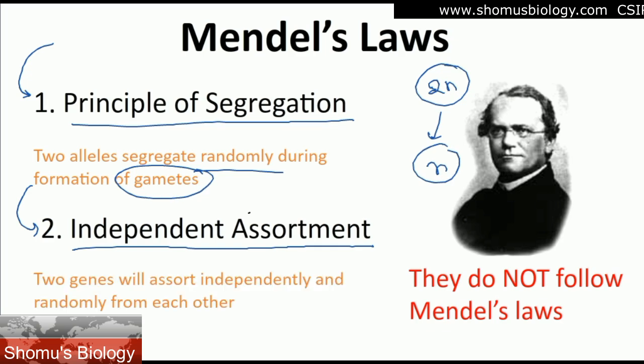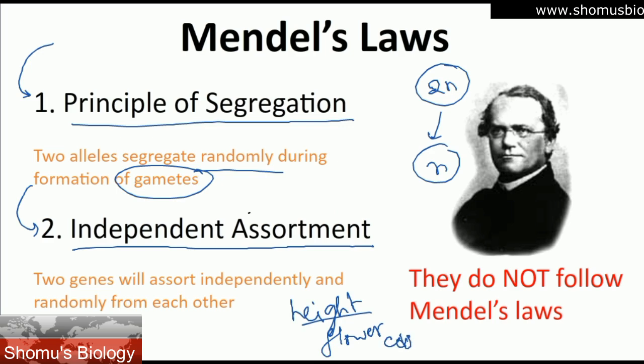The law of independent assortment tells us that two genes will assort independently and randomly from each other when two separate characters are used. For example, height of a plant and flower color. Height can be tall or short, and flower color can be red or white. These two characters are not linked. They will not influence one another while being transferred from one generation to the next. That means a tall plant can have a red flower or a white flower, and a white-flowered plant may be a tall one or a short one.